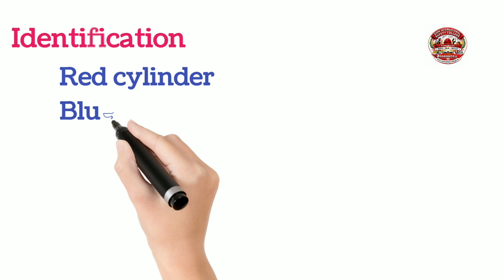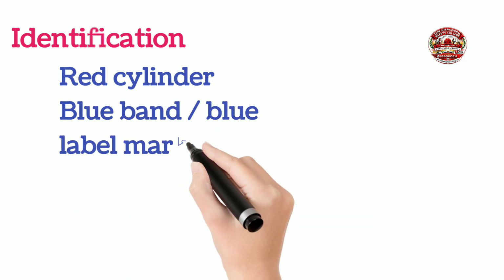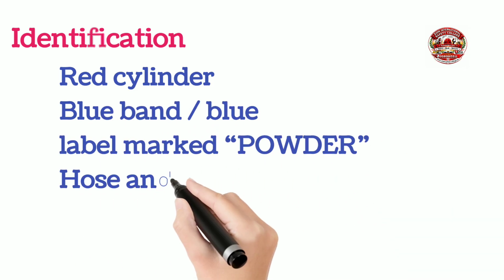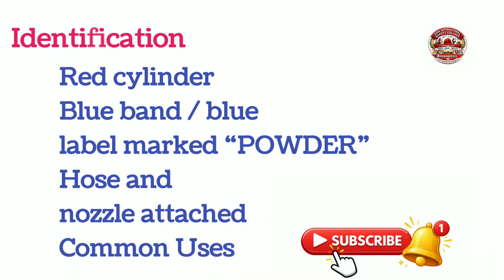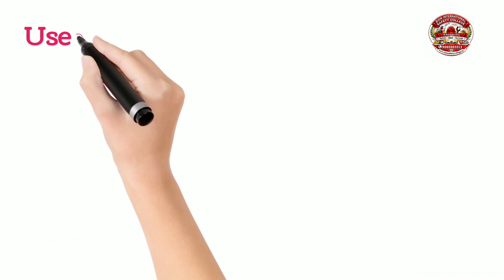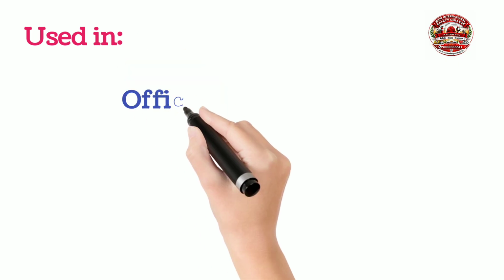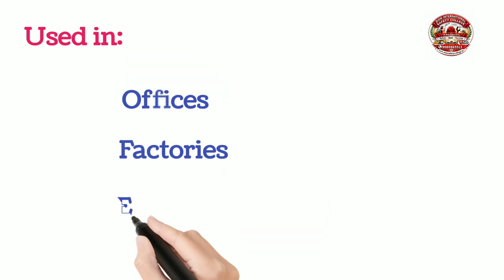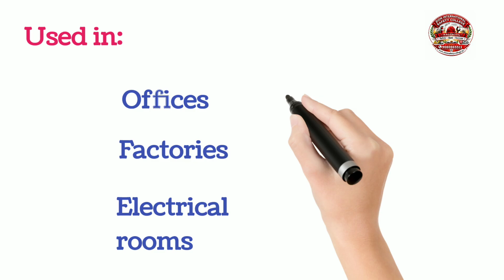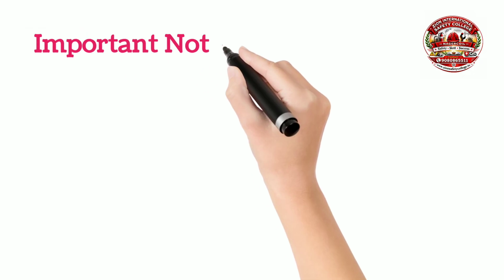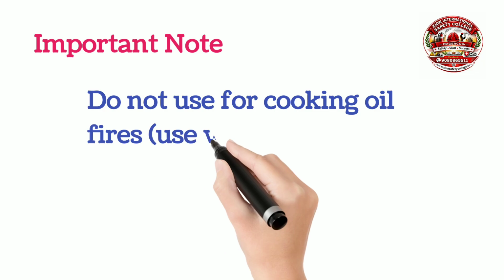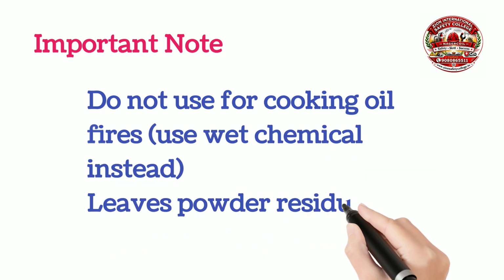Identification. Red cylinder, blue band/blue label marked powder, hose and nozzle attached. Common uses. Used in offices, factories, electrical rooms. Important note: do not use for cooking oil fires. Use wet chemical instead.